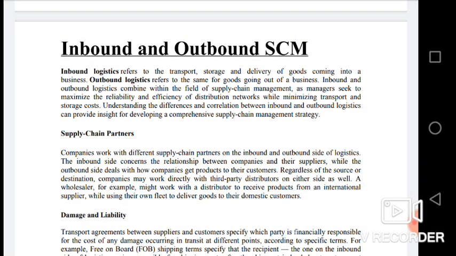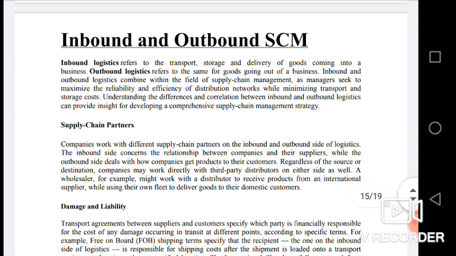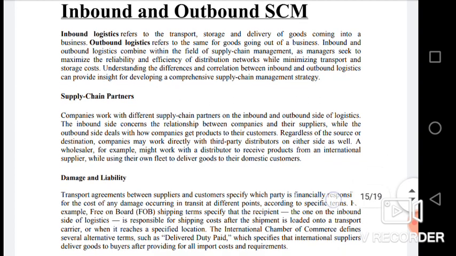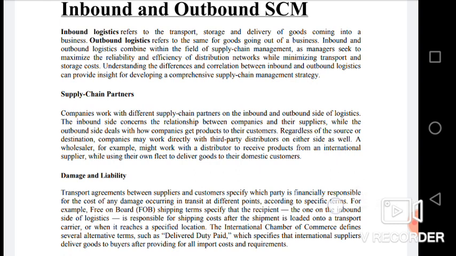Now we read: inbound logistics refers to the transport, storage and delivery of goods coming into the business, and outbound logistics refers to goods going out of the business. Inbound and outbound logistics are combined within the field of supply chain management. You must read the theory part.